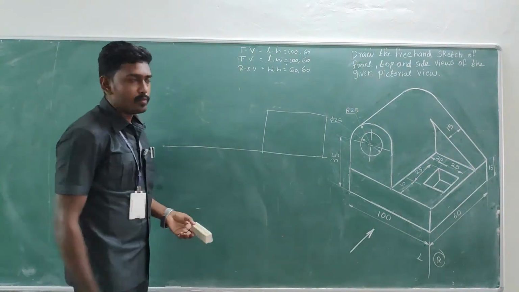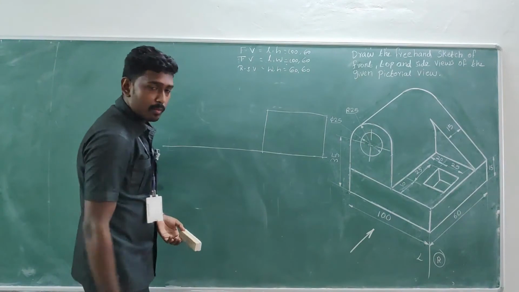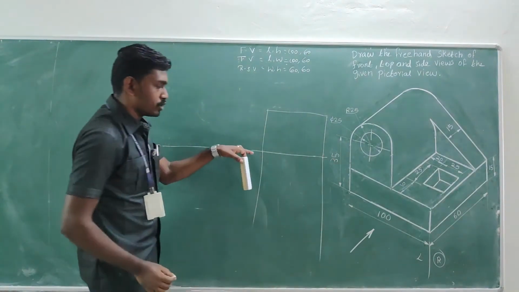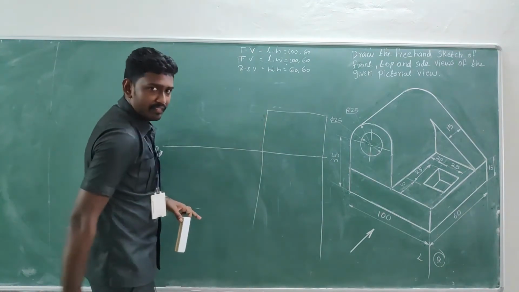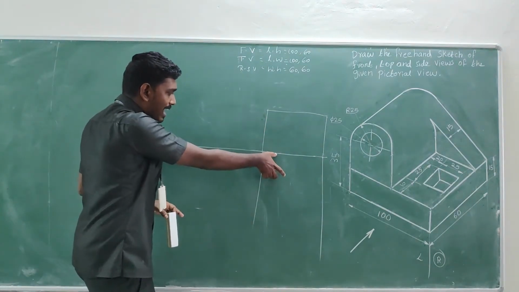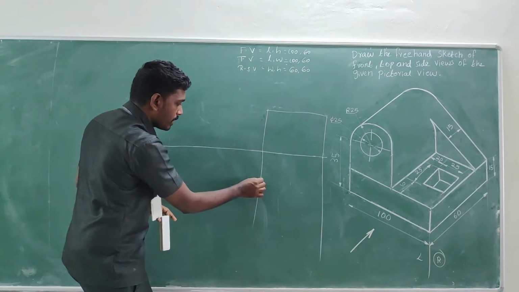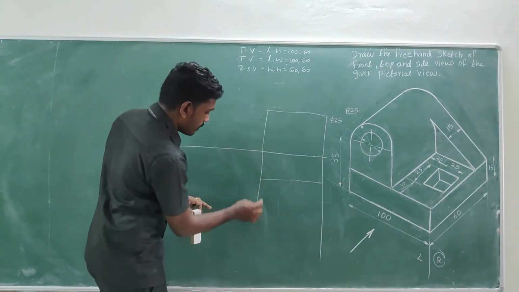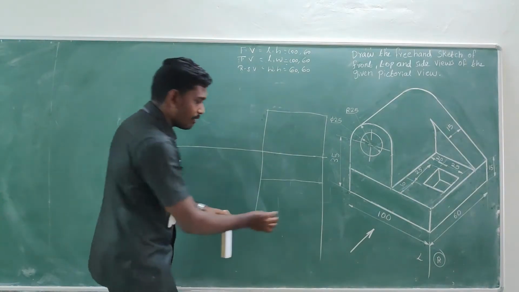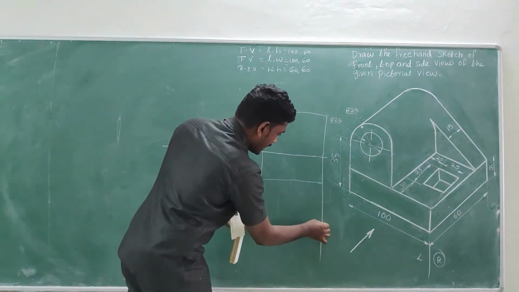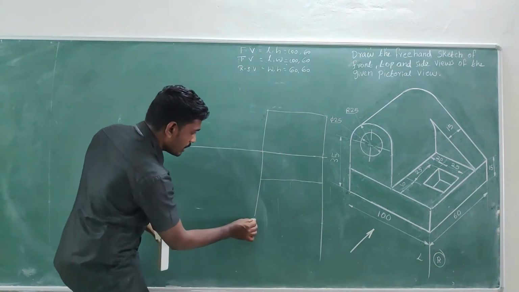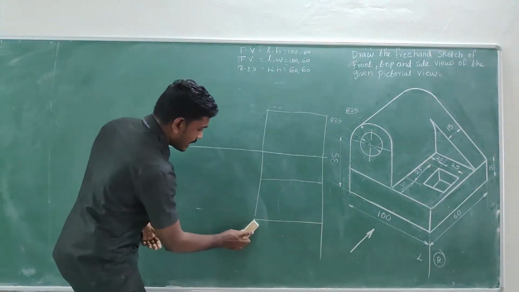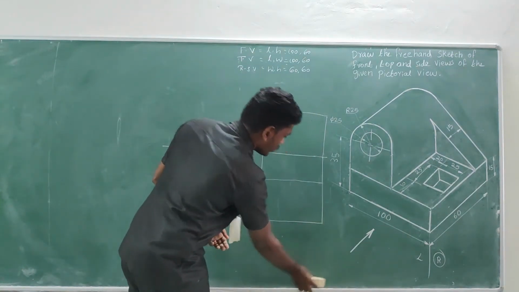So what about the top view? 100, 60, right? The length of the object can be obtained from the projectors from the front view. Just by having a 20 mm gap, go for a horizontal line. From this measure 60 and have a point. From this end measure 60, have a point, and draw a horizontal line joining both the points, so that you will get the boundary for the top view.